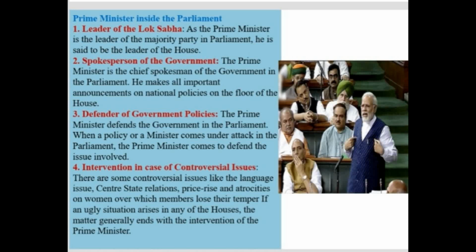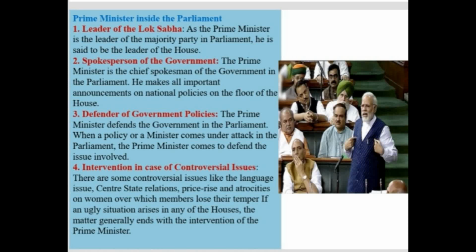What do you mean by spokesperson? That means the Prime Minister is the general voice of the government. So the Prime Minister is the chief voice of the government in the Parliament, and he makes all important announcements on all important policies of the government in the House. So generally in Lok Sabha, when the government starts its discussion on any topic, it is the Prime Minister who makes the announcement of the important national policies.